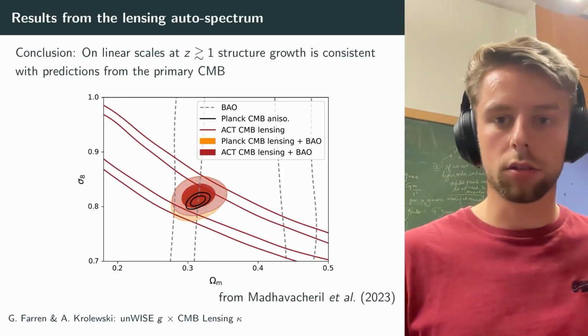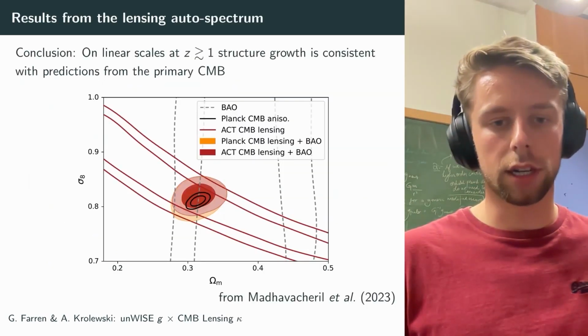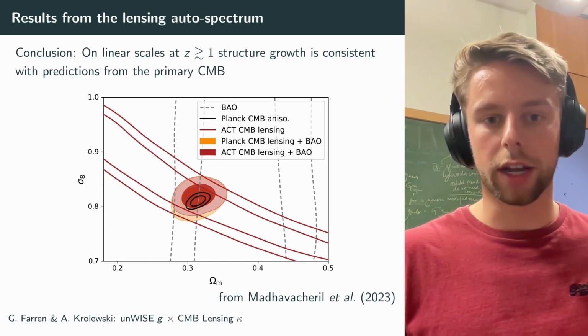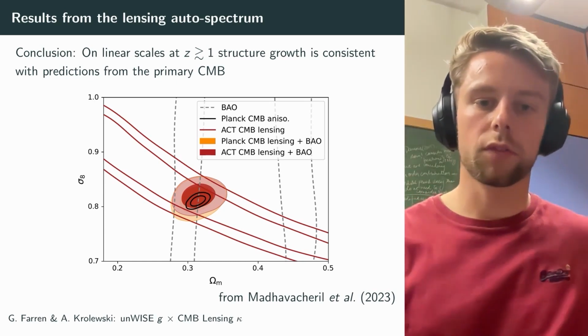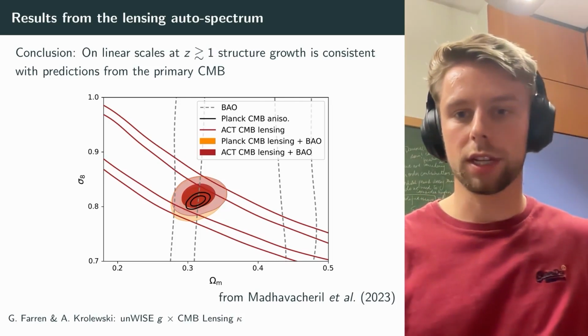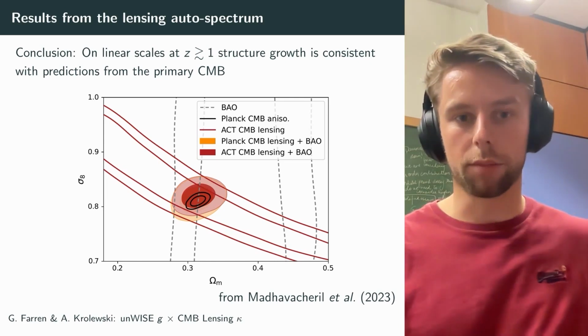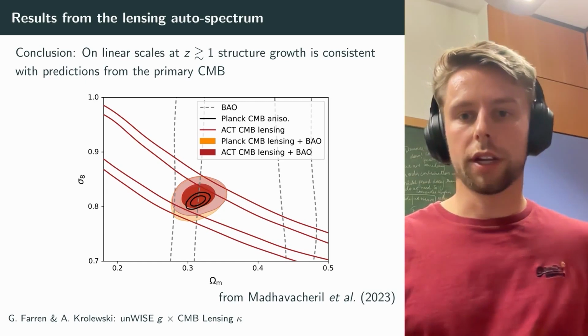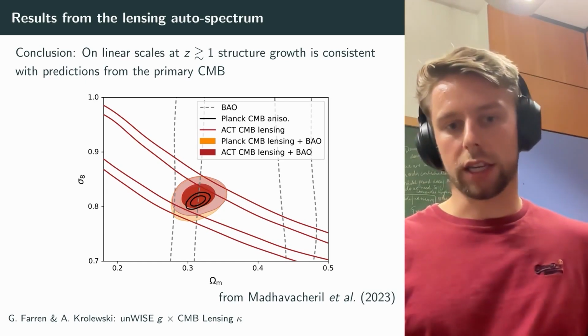In the ACT autocorrelation analysis, which came out recently and was led by Frank Qu, Mathew Madhavacheril, and Neil McCrann, we found that the measurements for structure growth at redshift slightly greater than 1 and on large scales are consistent with predictions from the primary CMB. That motivates pushing now to lower redshifts, but at similar scales.